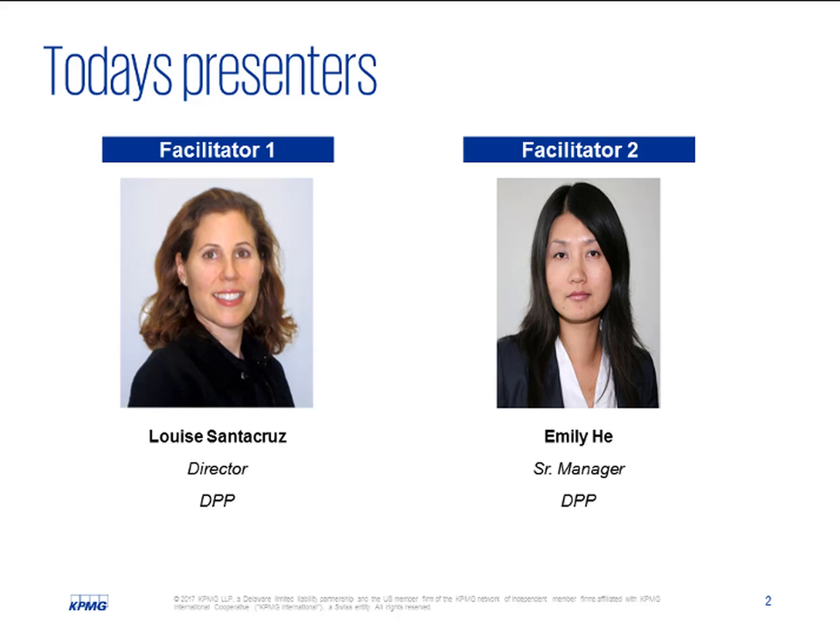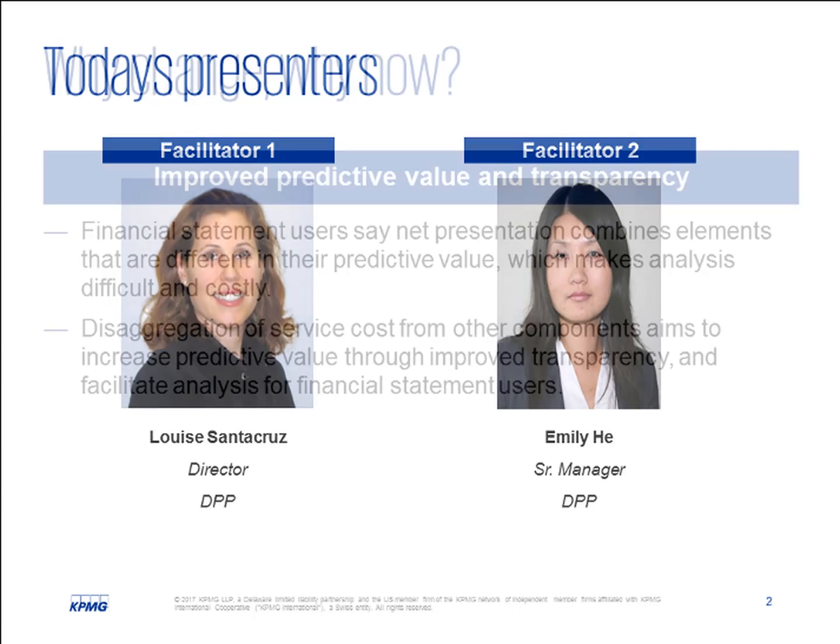Welcome to our discussion about the FASB's recent amendments to the presentation of net periodic pension cost and net periodic post-retirement benefit cost. We'll refer to these costs in the aggregate as net benefit cost. Over the next few minutes, Emily and I will talk about ASU 2017-07. We'll also talk about transition and the FASB's practical expedient for transition.